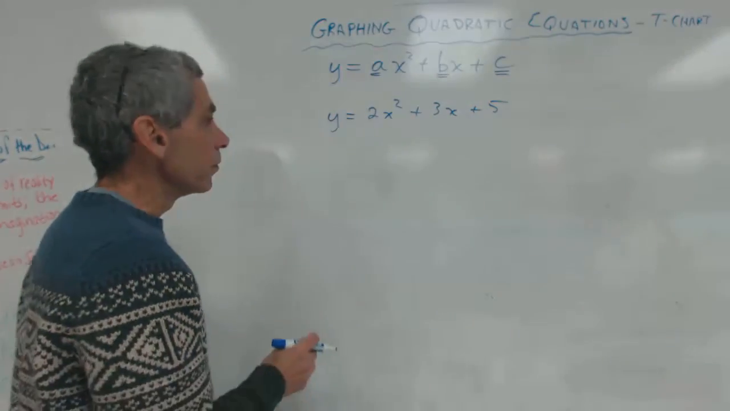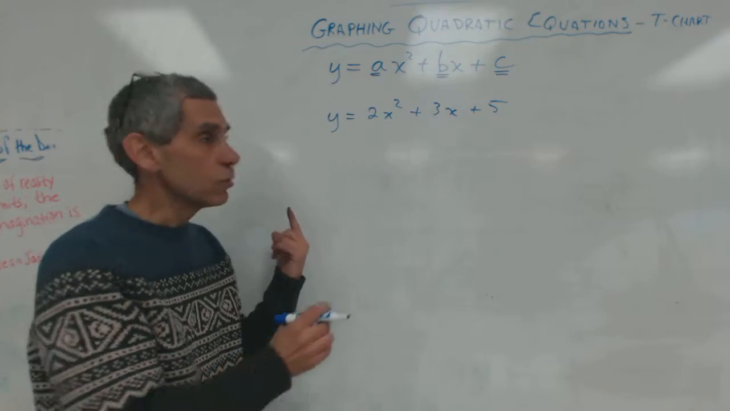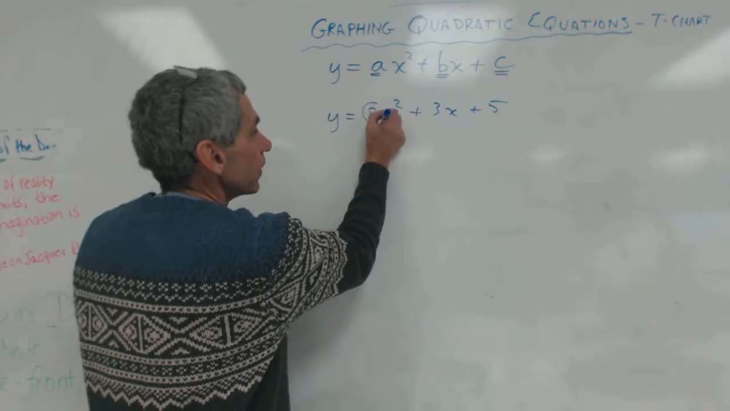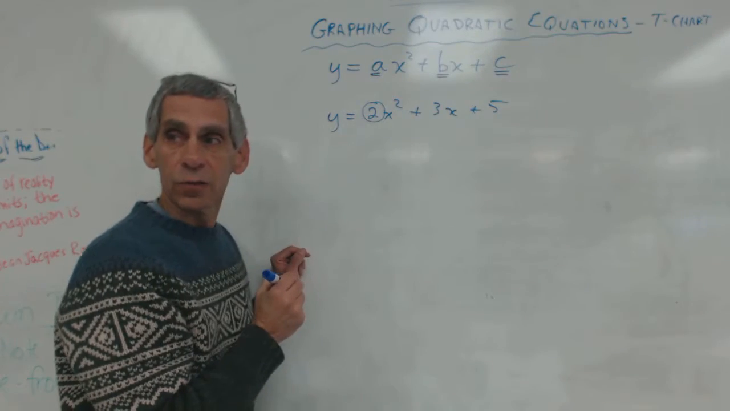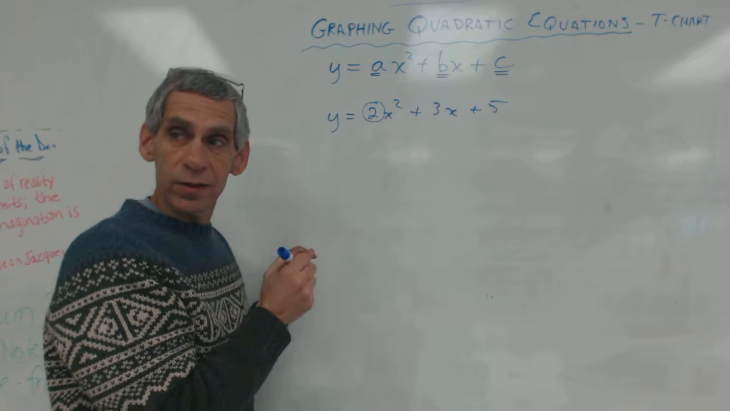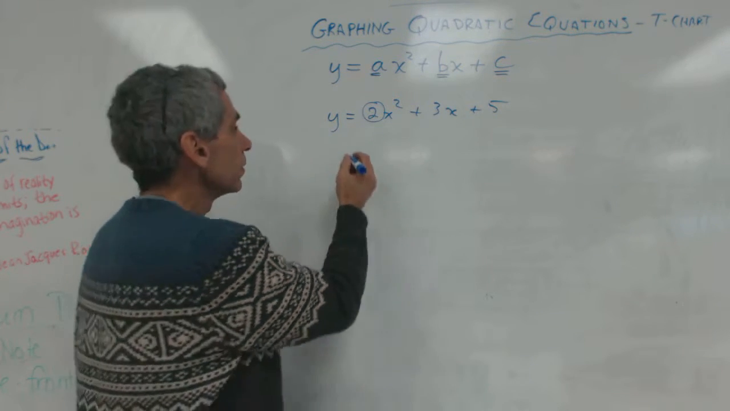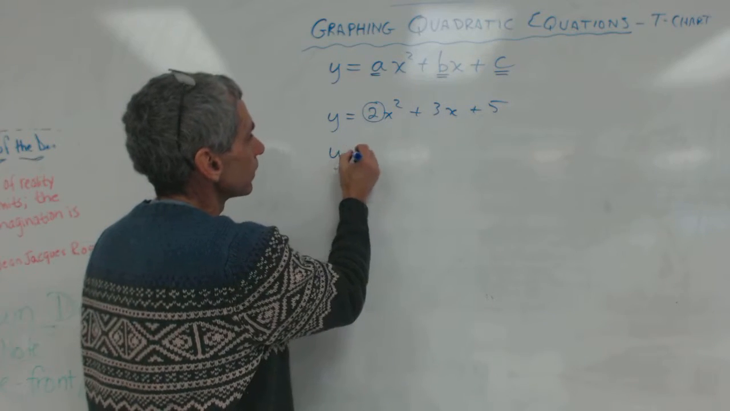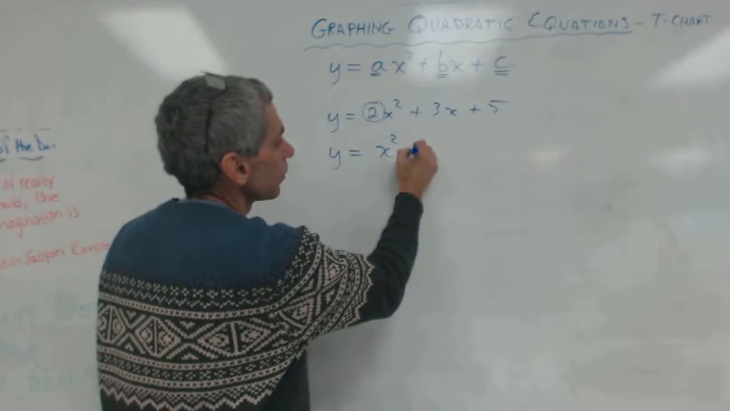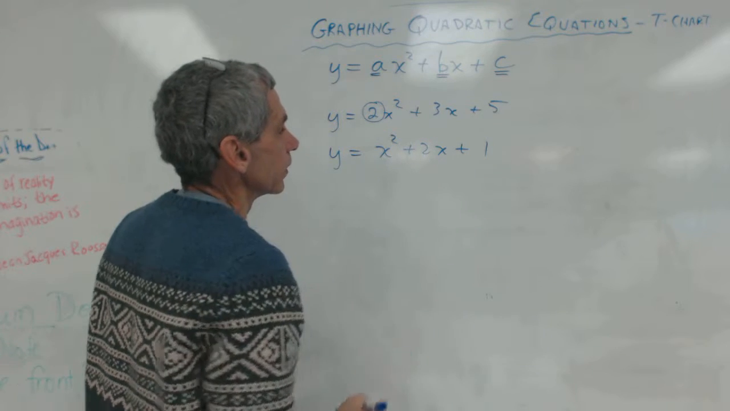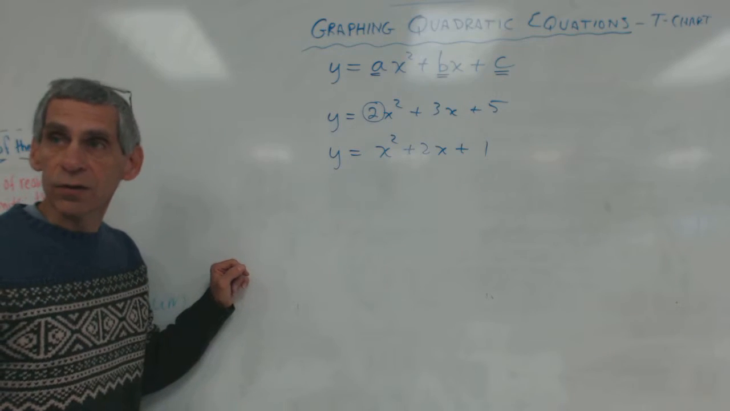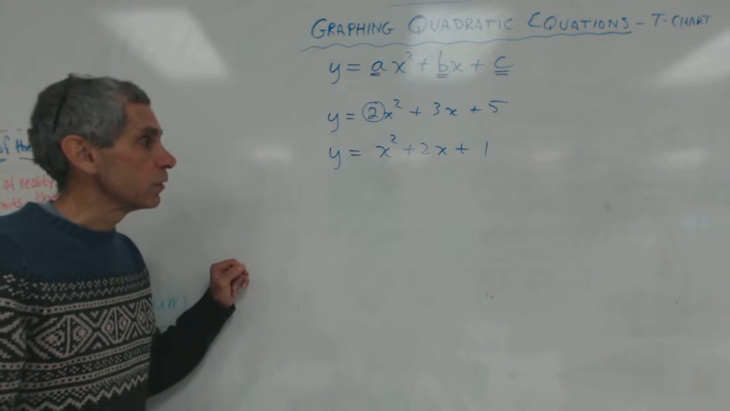The ones that I have been giving you so far have not had anything in front of the x squared, which means there was a number, but what was that number? 1, right? So I was giving you things like this: y is equal to x squared plus 2x plus 1. And I said factor them, right? So you've been factoring them.